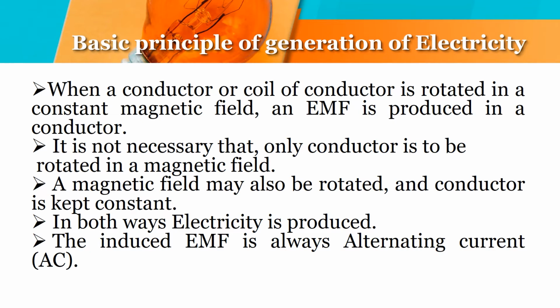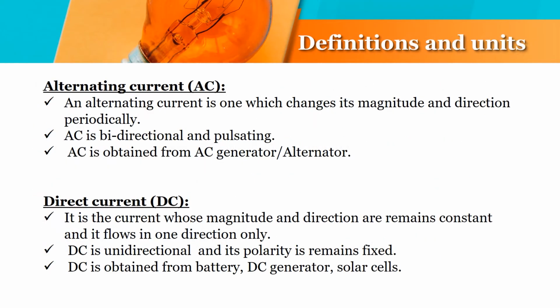The induced EMF is always alternating current. Alternating current is one which changes its magnitude and direction periodically. AC is bidirectional and pulsating. AC is obtained from an AC generator and alternator.